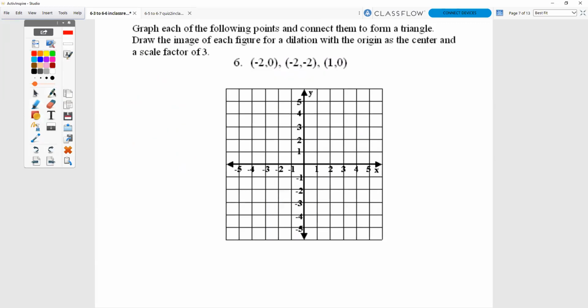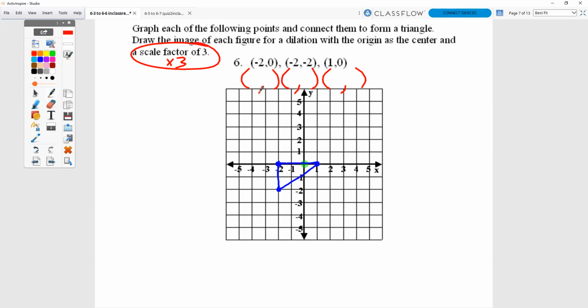In this one, we also have another scale factor of 3. That means we are going to be multiplying everything by 3. Let's draw our original triangle first. -2, 0, -2, -2, and 1, 0, over to 1, up to 0. So here's our original triangle. Now what we're going to do is multiply everything by 3. So I'm going to write in my new coordinates right underneath the old ones.